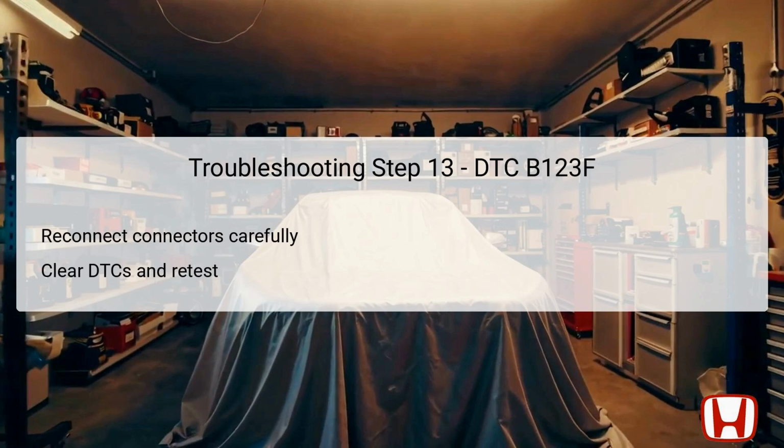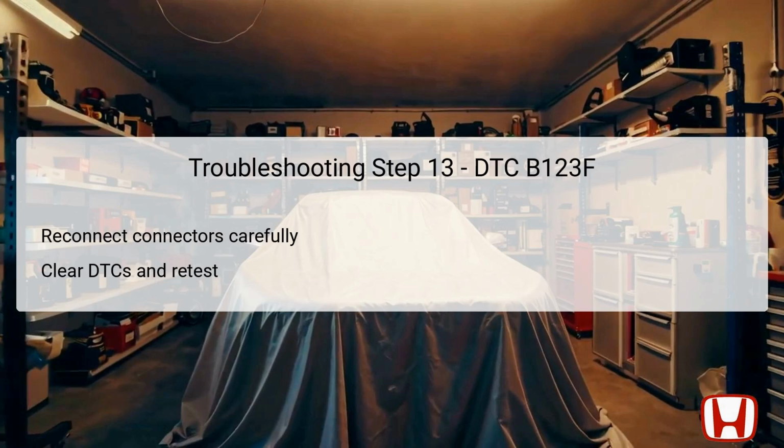As you reach step 13, you will reconnect the relevant connectors to finalize the diagnostics process. Take care to reconnect both the automatic lighting control unit sensor 5P connector and the climate control unit connector A, 32P. Once reconnected, use the HDS to clear any existing diagnostic trouble codes.